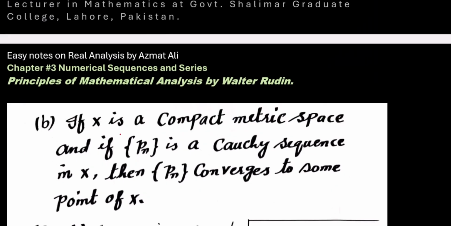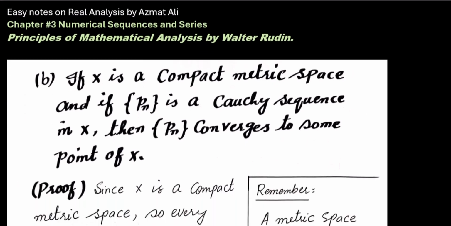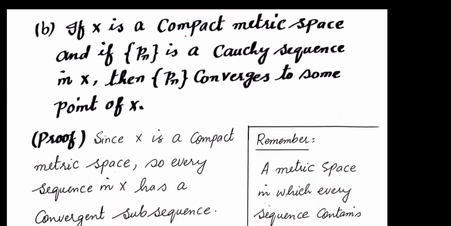Next, in part B, we have to show that if X is a compact metric space and Pn is a Cauchy sequence, then Pn converges to some point of X. In other words, in any compact metric space, every Cauchy sequence is a convergent sequence and converges to some point of X. Firstly, we define what a compact metric space is.